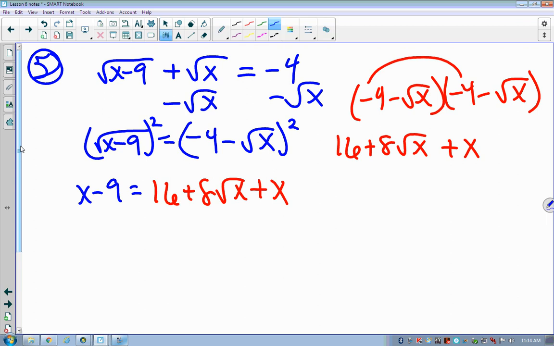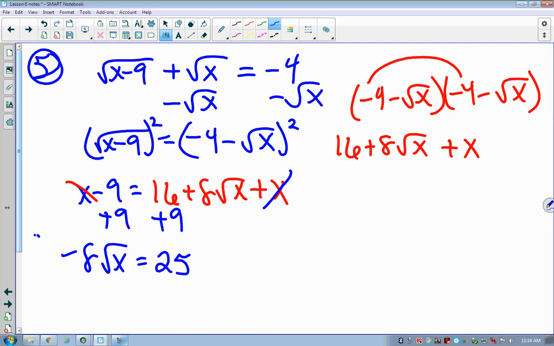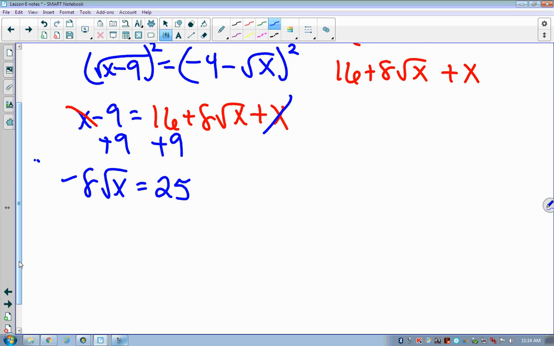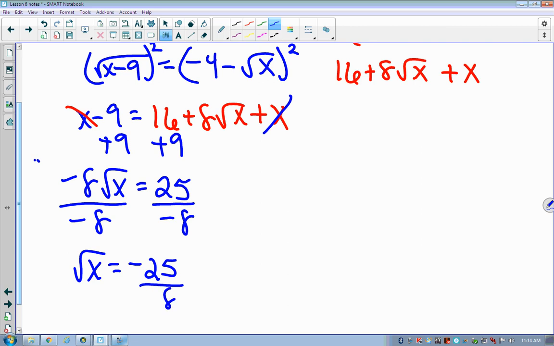Add 9. Okay, add 9 plus 9 there. What's going to happen to my x's? Are they going to cancel out the same way they did last time? Yeah. Boom, they cancel. So what should I wind up with on the left-hand side then? Well, let's get the negative 8 radical x equals what? 25? All right, let's pull this down here a little bit. What are you going to do next? Divide by negative 8. All right, so you've got radical x equals negative 25 over 8, right? What's after that?